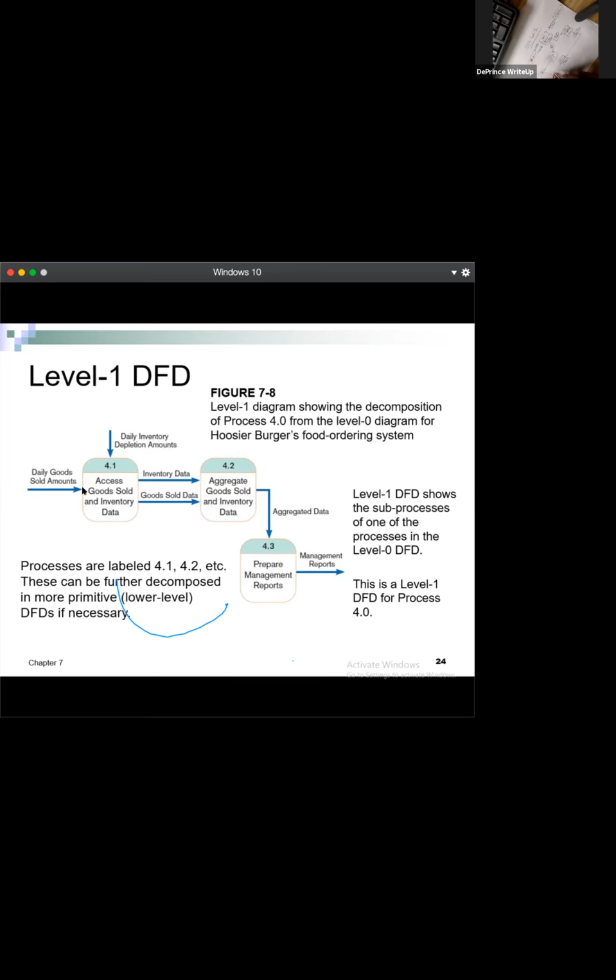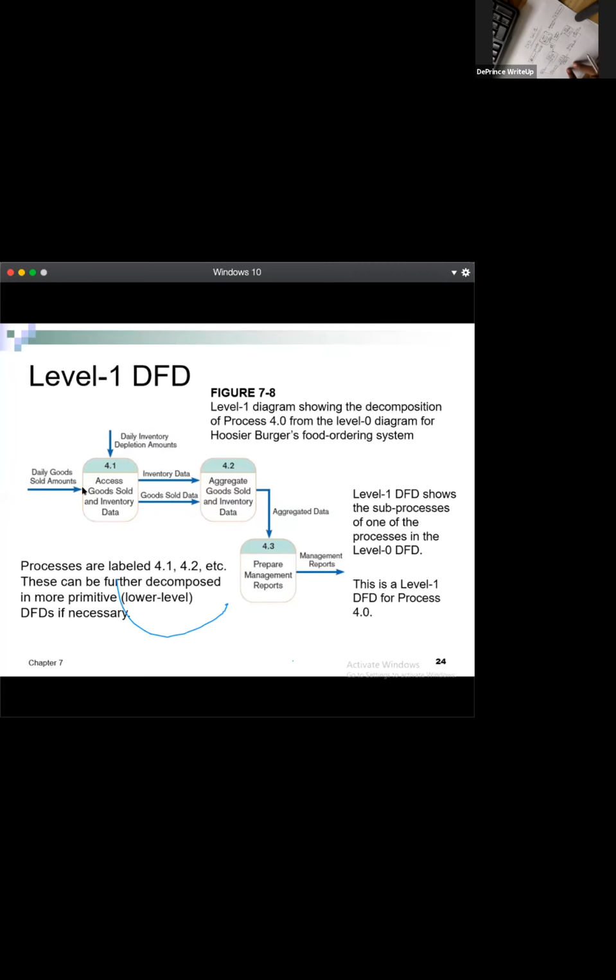Then this will be daily, because it is every day, right? Daily goods sold amount. Okay, remember, I did not just use goods sold, because if I say goods sold on this arrow, it will be the same thing as this arrow, goods sold. Okay, try not to use the same name for different arrows. Try to use different names. The same thing with this one, daily inventory amount.